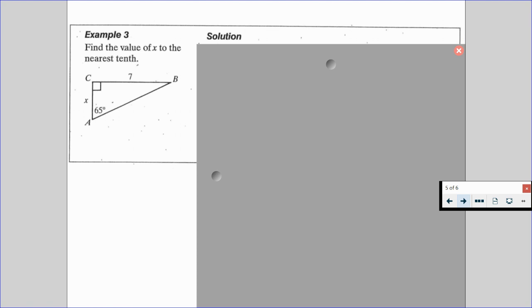With this in mind, please work on problems 5 through 10 on the guided notes and resume when you're ready to move forward. In example number 3, we're asked to find the value of x to the nearest tenth.